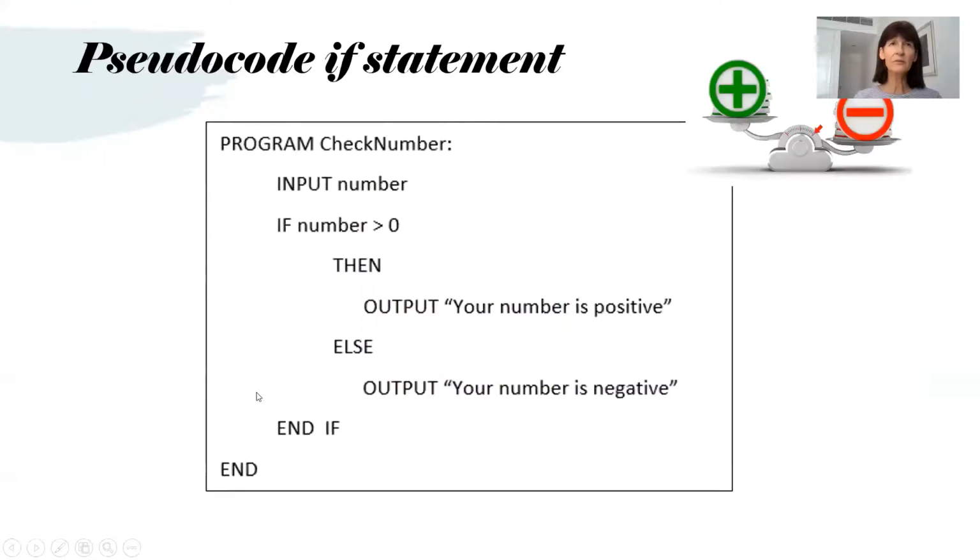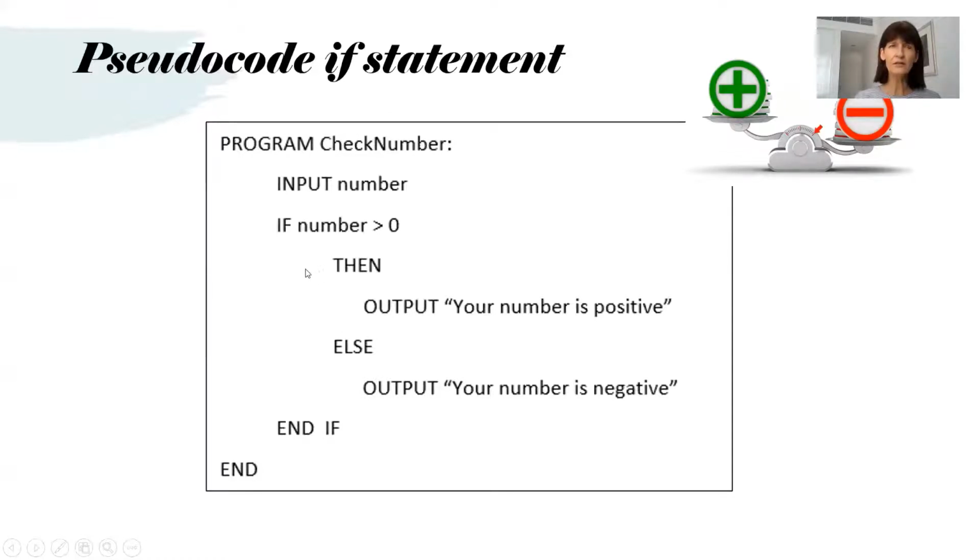Let's look at an example. So program check number, input number. If number is greater than 0, then output your number is positive. Else output your number is negative. End if.